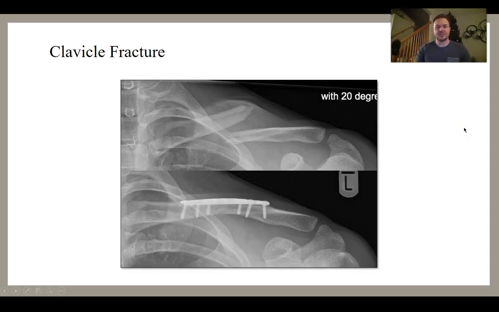And this is what that looks like. So this is a left-sided clavicle fracture fixed with open reduction internal fixation of the fracture. So think about what that means. Open reduction internal fixation. I want you to think about what that means. ORIF. Okay.